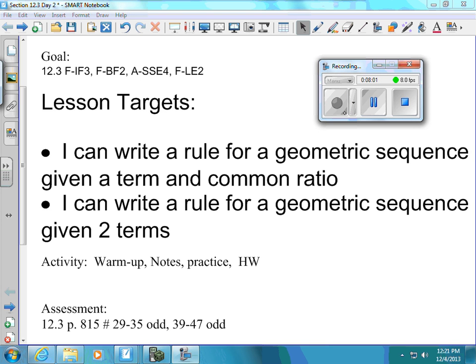So I believe we hit our targets. We found a rule for a geometric sequence given a term and a common ratio, and we also found a rule given just 2 terms with our special formula that we came up with there at the end.